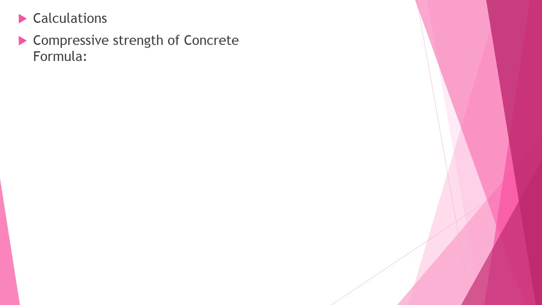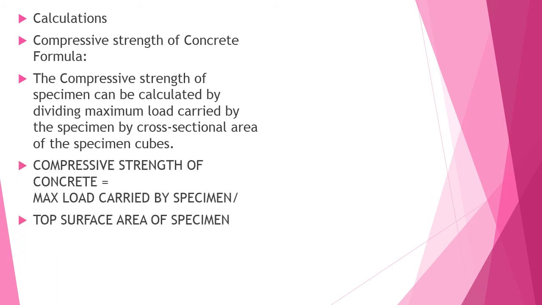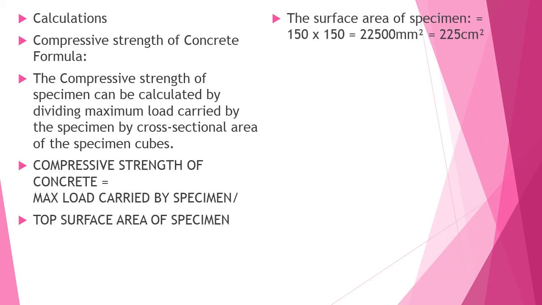Calculations. Compressive strength of the concrete formula. The compressive strength of the specimen can be calculated by dividing the maximum load carried by the specimen by the cross-sectional area of the specified cube. Compressive strength of the concrete is equal to the maximum load carried by the specimen divided by the top surface area of the specimen.